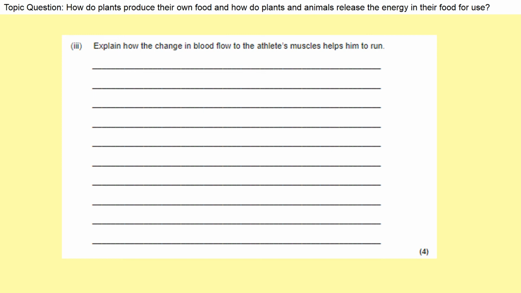Here's another one, a long answer question this time, so we're looking for 4 marks, 4 separate points. How do changes in blood flow to an athlete's muscles help him to run? Let's write down, we're looking for 4 different points please.